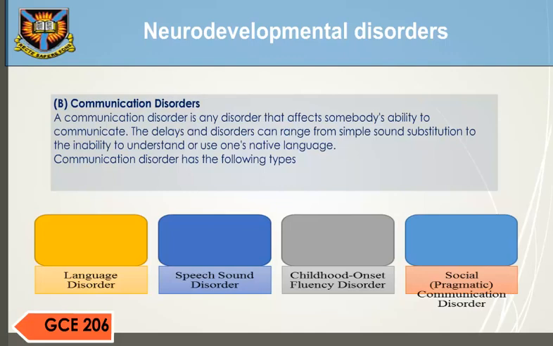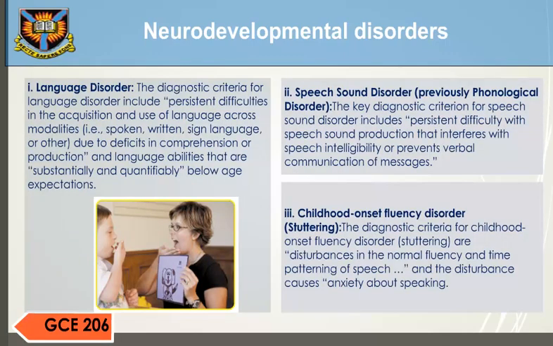Communication disorder has the following types: language disorder, speech sound disorder, childhood onset fluency disorder, and social pragmatic communication disorder. 1. Language disorder. The diagnostic criteria for language disorder include persistent difficulty in the acquisition and use of language across modalities, that is, spoken, written, sign language, or other, due to deficits in comprehension or production, and language abilities that are substantially and quantifiably below age expectations.